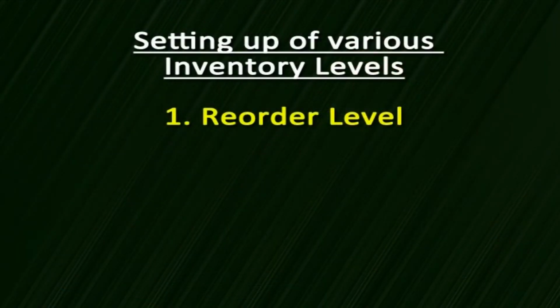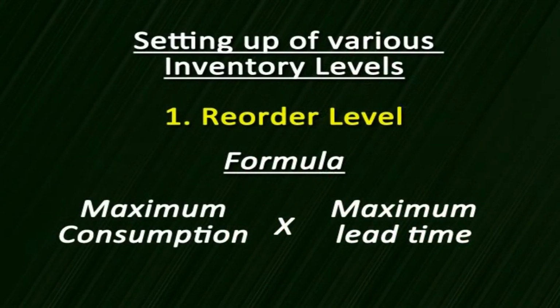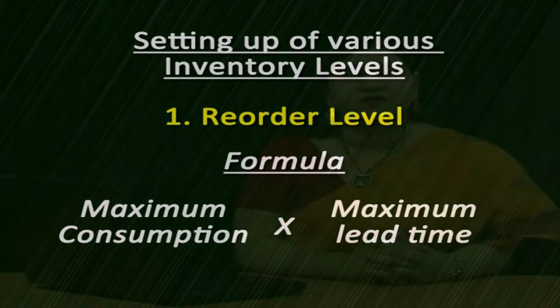First one is reorder level. It is that level of inventory at which purchase requisition is made for the fresh supply of material. That means it is somewhere between minimum and maximum level, and a purchase requisition is required to be raised at reorder level. Now what is the formula for reorder level? Its formula is maximum consumption into maximum lead time. Lead time means the time gap between placing an order and receiving the same.